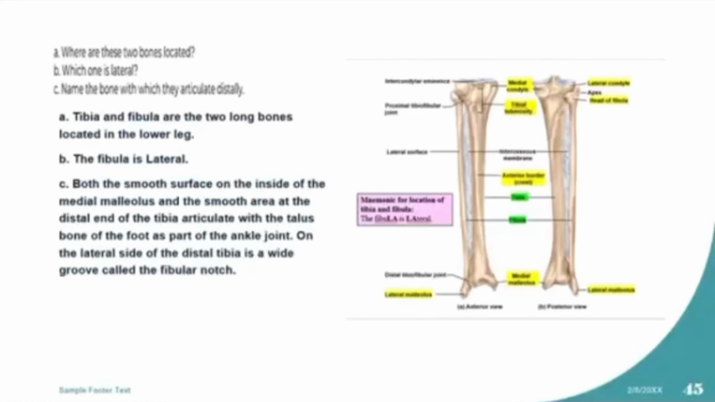So C. Name the bone with which they articulate distally. So both the smooth surface on the inside of the medial malleolus and the smooth area of the distal end of the tibia articulate with the talus bone of the foot as part of the ankle joint. On the lateral side of the distal tibia is a wide groove called the fibular notch. So the bone that is articulated distally is the tibia.